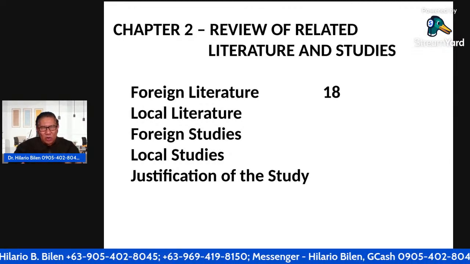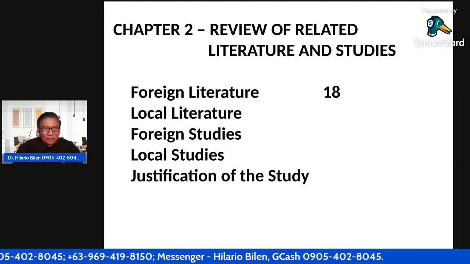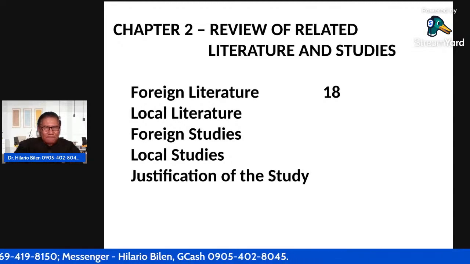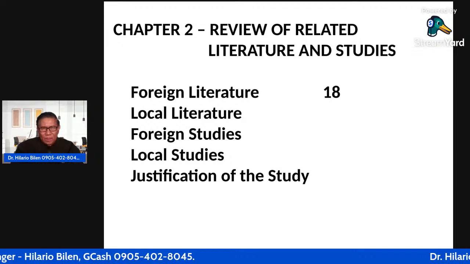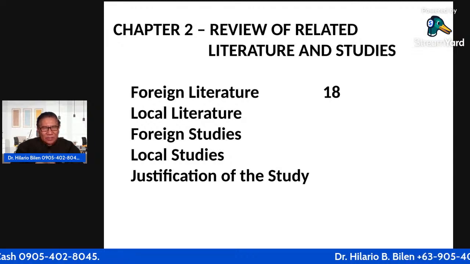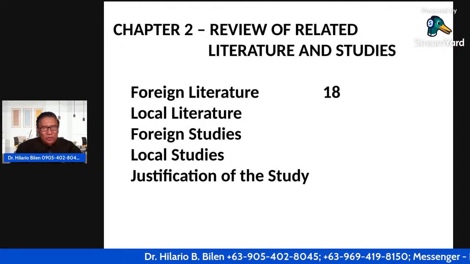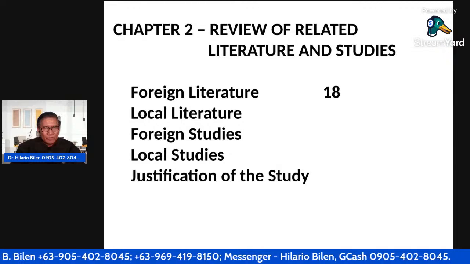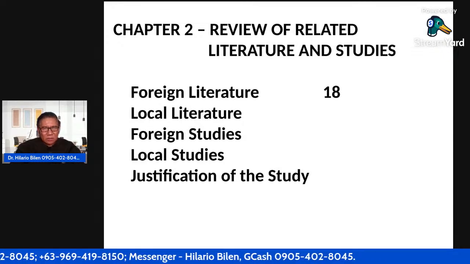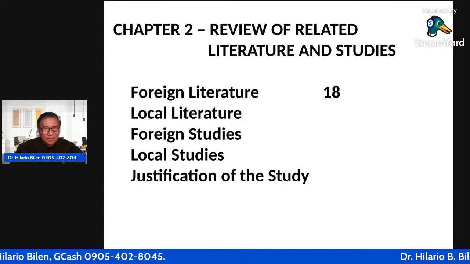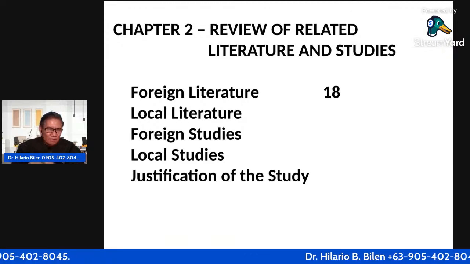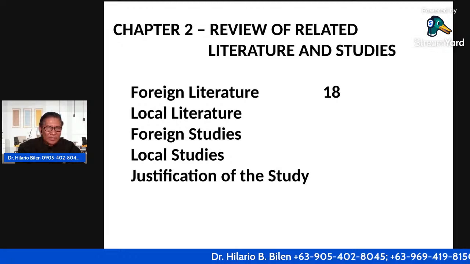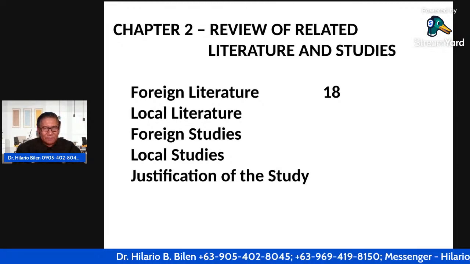Foreign study is when you are reading a thesis, you are reading a dissertation. Now, when you say foreign study, the thesis, for example, is from an American university in New York, that is foreign studies. Why? That thesis is from an American school and the address is America.